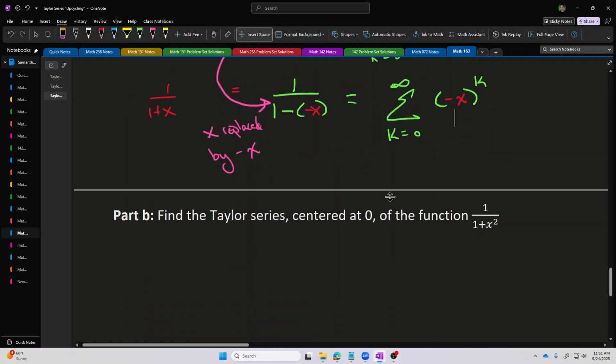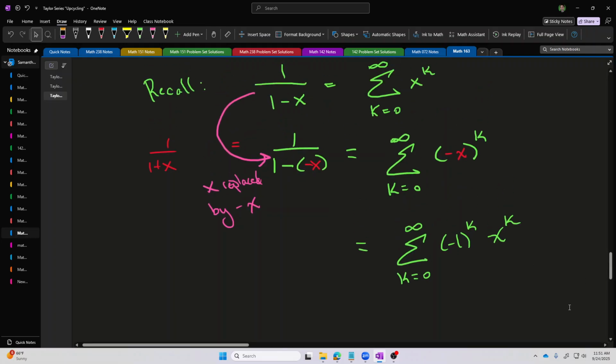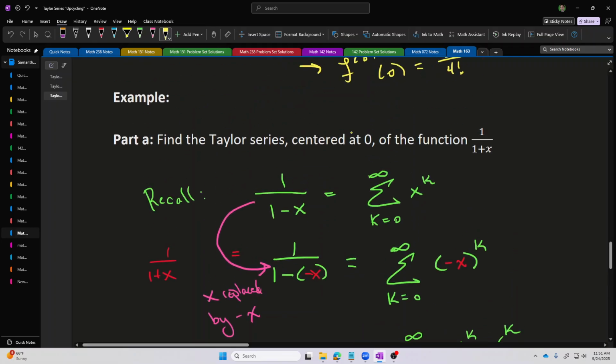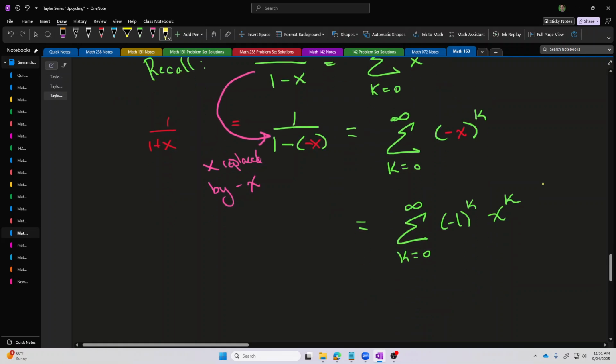You can leave it in this format, or if you prefer, you can reformat this series slightly, and you can write it as the sum as k goes from 0 to infinity of minus 1 to the power k, split off separately from x to the power k. This is an alternative way to write it if you prefer, and this is nice in some ways. It makes it easier to see that the series is going to alternate in sign back and forth from plus and minus. So here's my final answer to this part A question, the Taylor series of 1 over 1 plus x centered at 0.